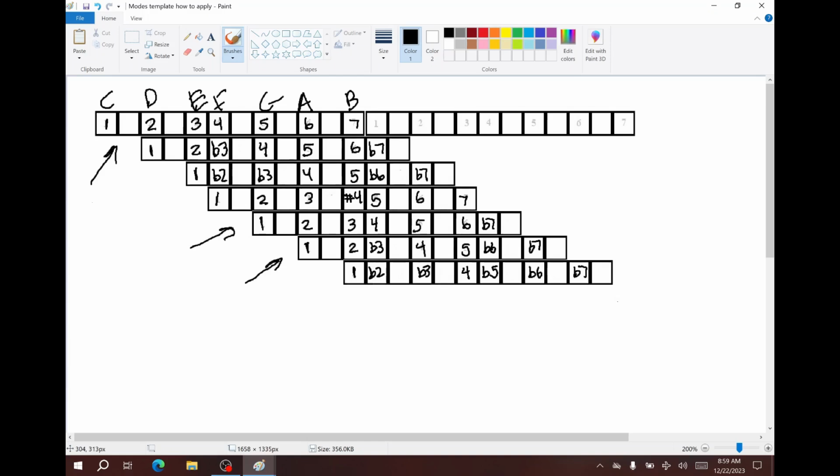Now, you see these degrees, like 1, 2, 3, 4, 5, 6, 7. Those are just the notes, remember, because they're all up here. The numbers are just to show the degree of that note. So how do you apply these scales to the guitar? Let's go down to the guitar here.